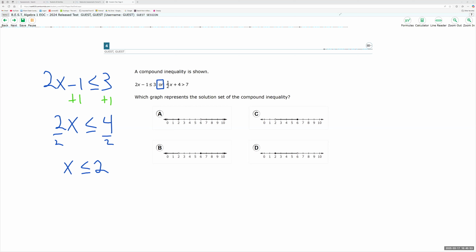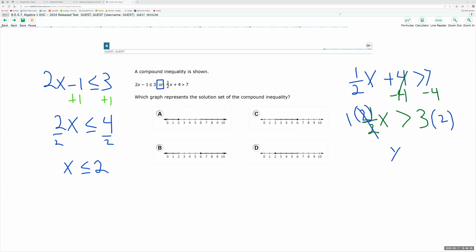The other inequality, the second half of it, is 1/2 of x plus 4 is greater than 7. I'm going to go ahead and subtract 4 to leave the x term. So let me take away 4 from both sides of the inequality, and I get that 1/2 of x is greater than 7 minus 4, 3. To do the opposite of dividing by 2, which is a half, I need to multiply both sides by 2. That will cancel into a 1, and then 3 times 2. So x is greater than 6.